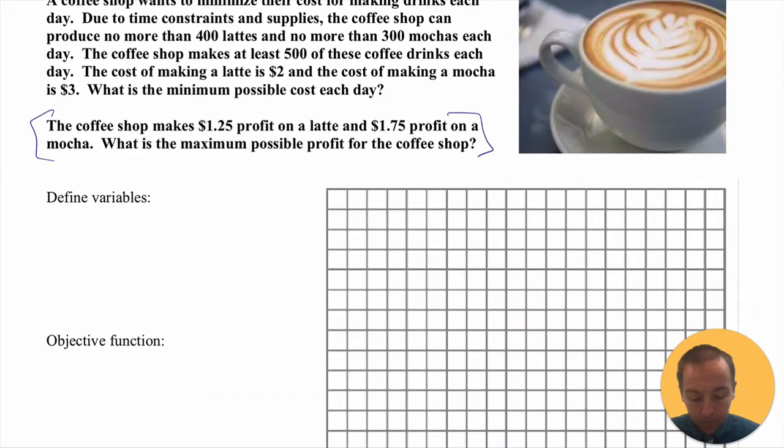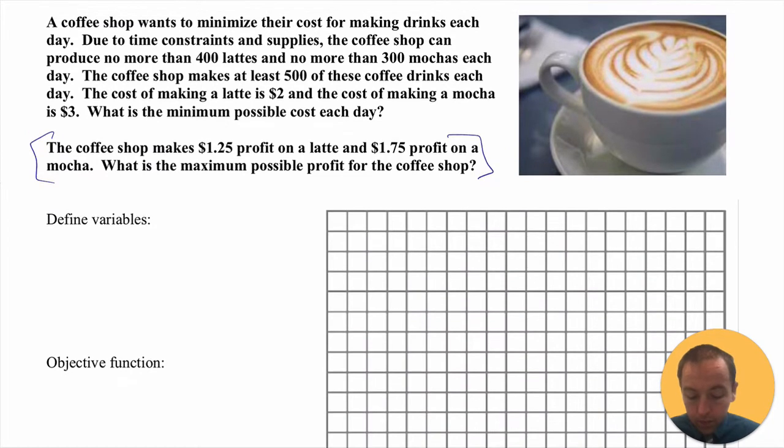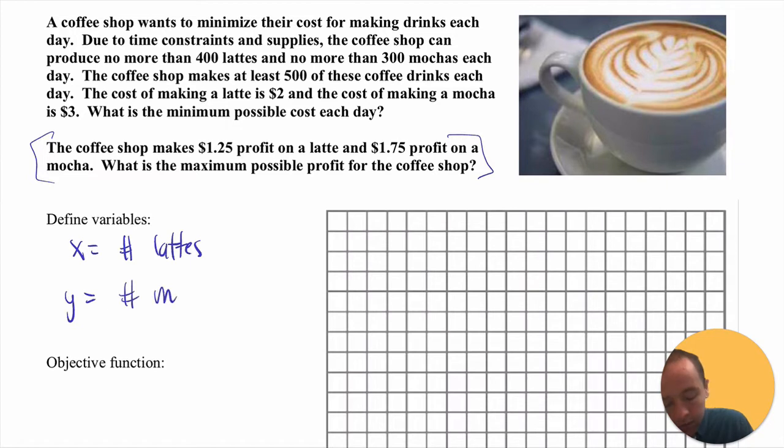So with this linear programming problem, we don't know the number of lattes, nor do we know the number of mochas that we want to make. So let's define x to be the number of lattes that we want to make, and then we'll let y be the number of mochas that we want to make.